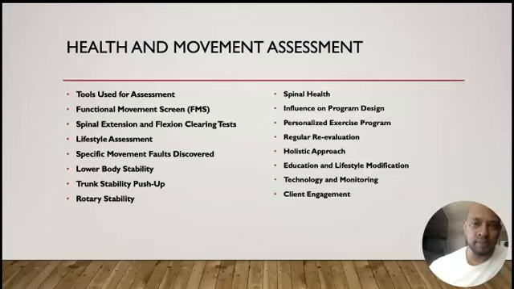The specific movement faults that were discovered were that Andrew showed lower body stability and flexibility challenges, especially in his hamstrings and lower back. He had moderate core and upper body strength, and he had issues with core coordination and stabilization. In regards to his health assessment results and interventions for his lower body stability, we recommended hamstring stretches and yoga to improve core and upper body strength.